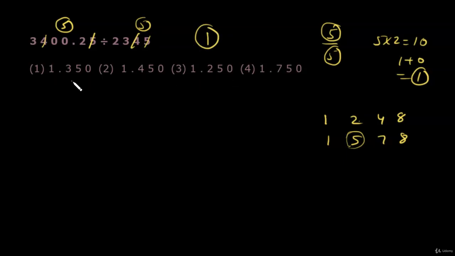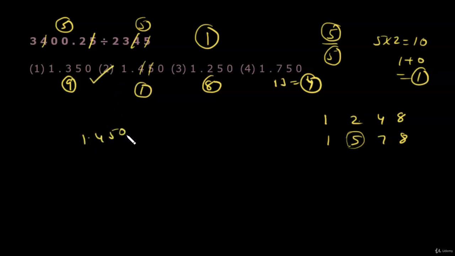Now the digital sum is 9. Here the digital sum is 1. Here the digital sum is 8. And here the digital sum is 4. Now this option has the same digital sum, so the second option is the right answer. So this division has the right answer 1450. So this is how we can apply the digital sum technique to division problems also.